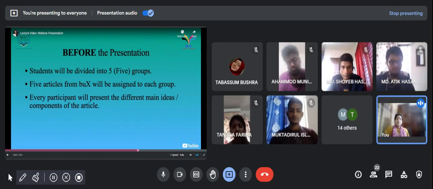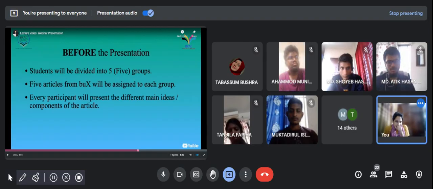So let's say this is a long article, right? This is probably an article of, let's say, 10 or 15 paragraphs, all right? Because the length of the article will vary, you will see that. So since it's a group presentation, not everybody is going to do the presentation on the whole article.